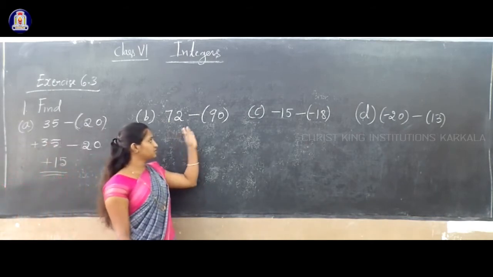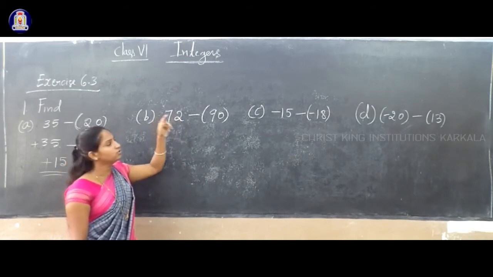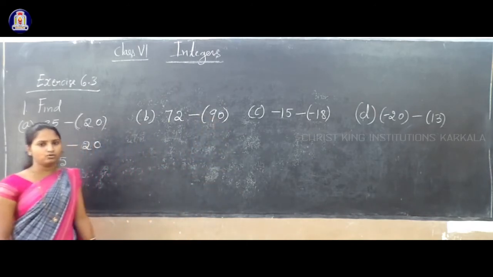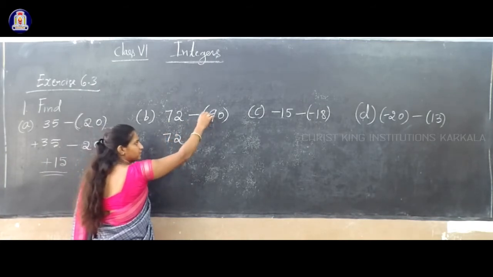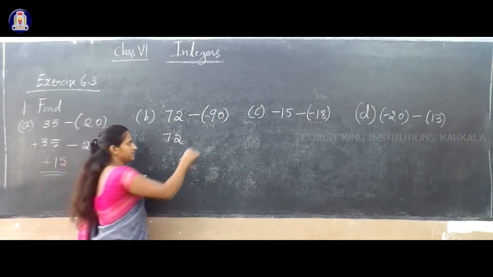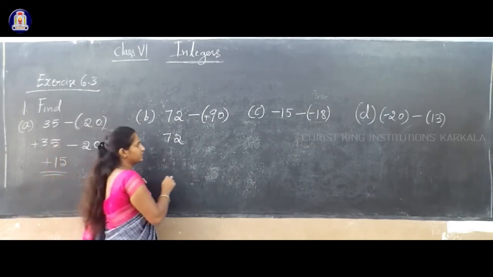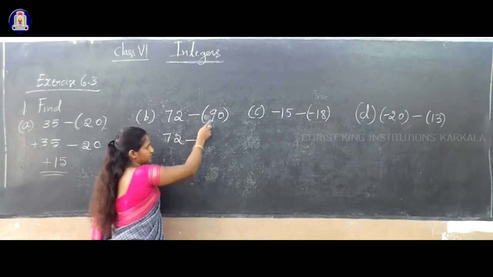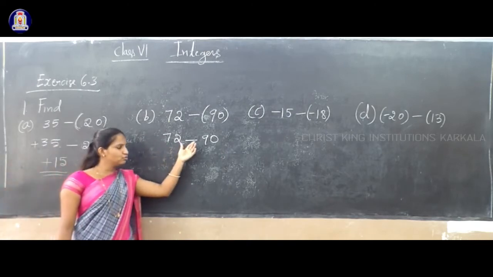Same type, same procedure. See the integers. Here is plus 72 minus into plus 90. How to solve this? Here the sign is plus, here the sign is minus. But inside the bracket there is a sign, that is a plus. So plus into minus, that is minus. The integer is minus 90. Clear? So next, plus 72 minus 90.